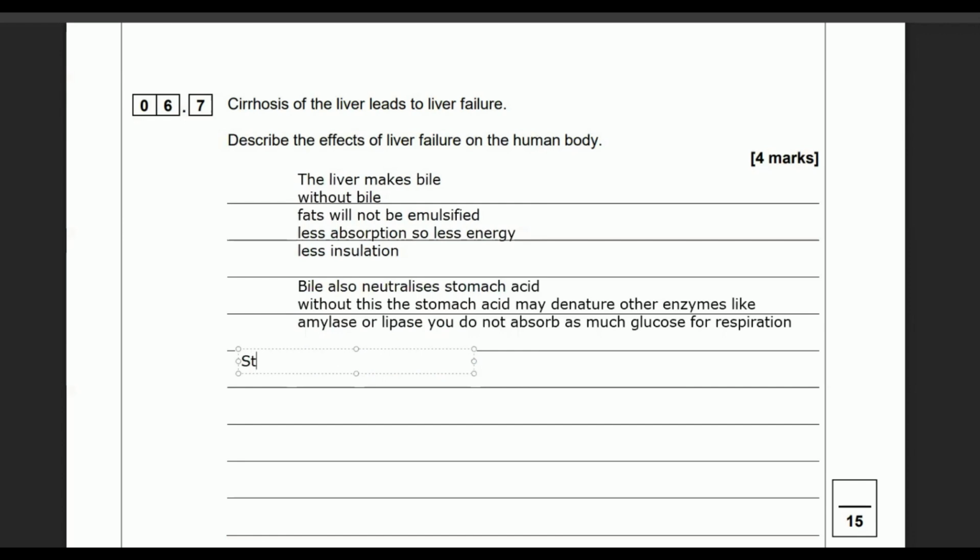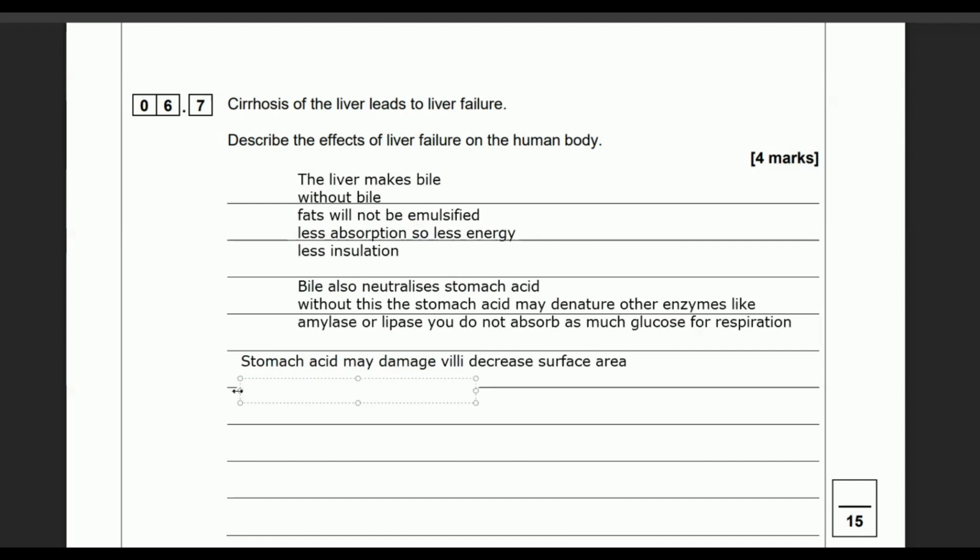Also, the stomach acid may damage your villi, right? You're not supposed to have stomach acid in your intestines. Stomach acid may damage villi, decrease surface area, and then you could go into a whole spiel about decreasing the surface area reduces your ability to absorb nutrients like amino acids for making proteins for growth of muscle. There's like a whole heap of things you could go on with here.